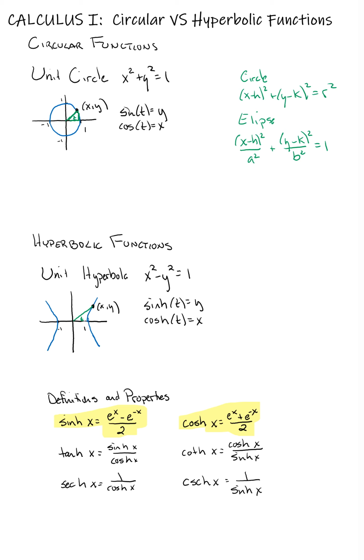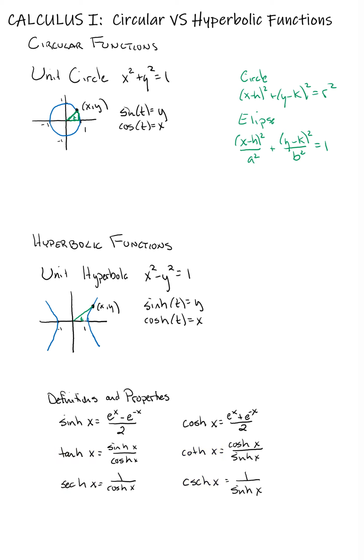And then I give you not definitions but properties for the remaining hyperbolic trig functions. We've got hyperbolic tangent, hyperbolic cotangent, hyperbolic secant, and hyperbolic cosecant. And they are connected to the hyperbolic sine and hyperbolic cosine functions in a similar way that the trigonometric functions are connected.